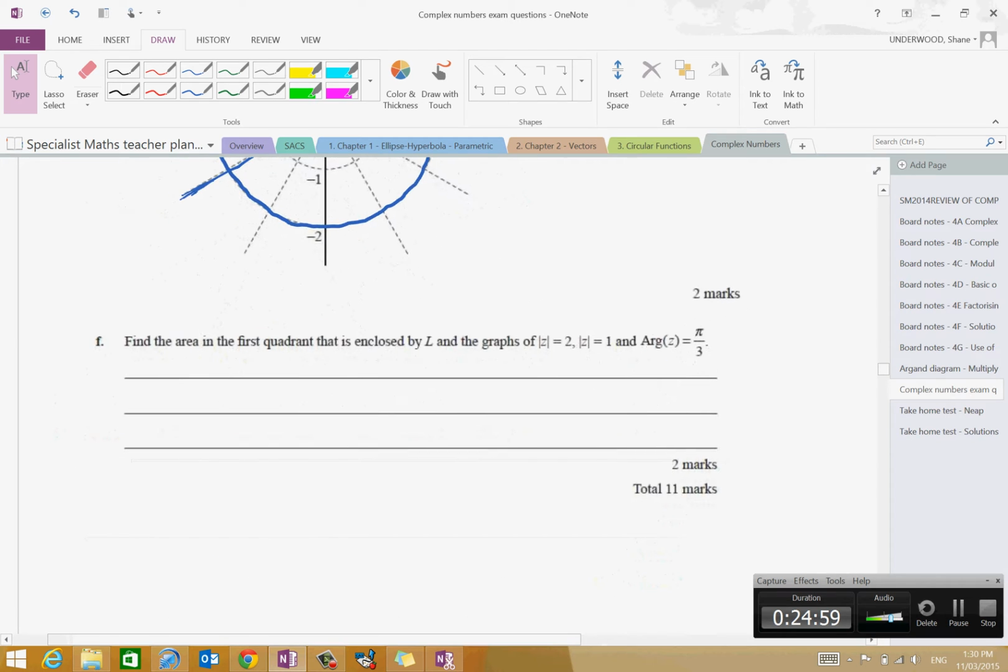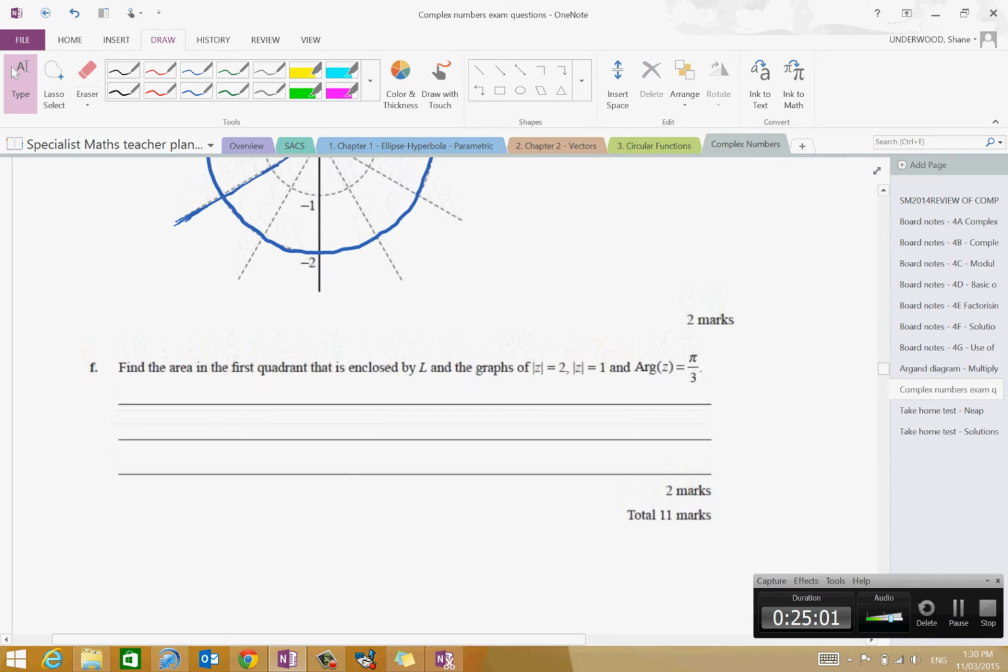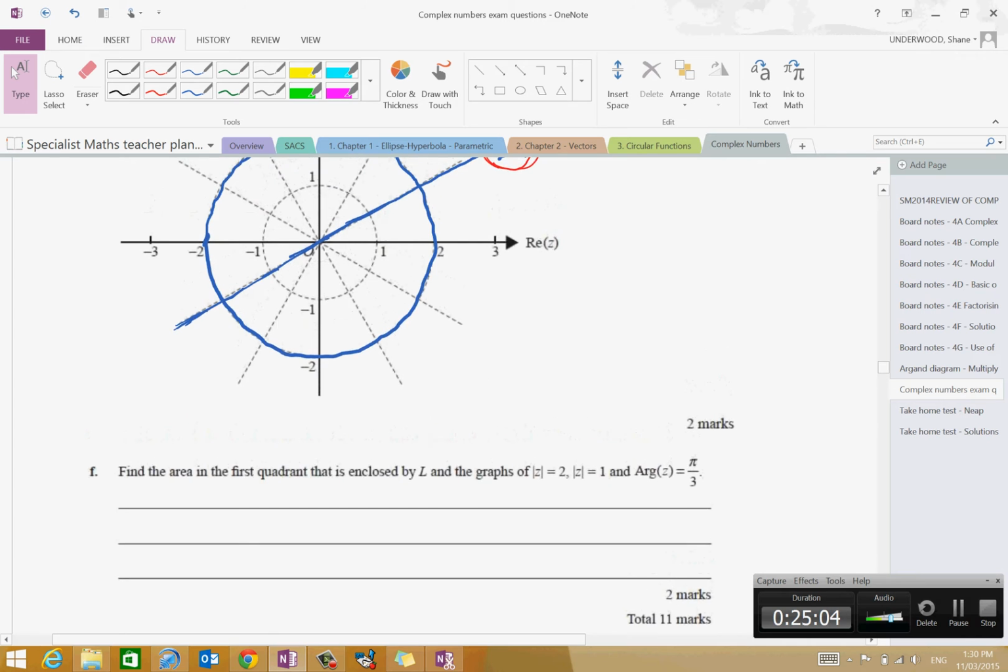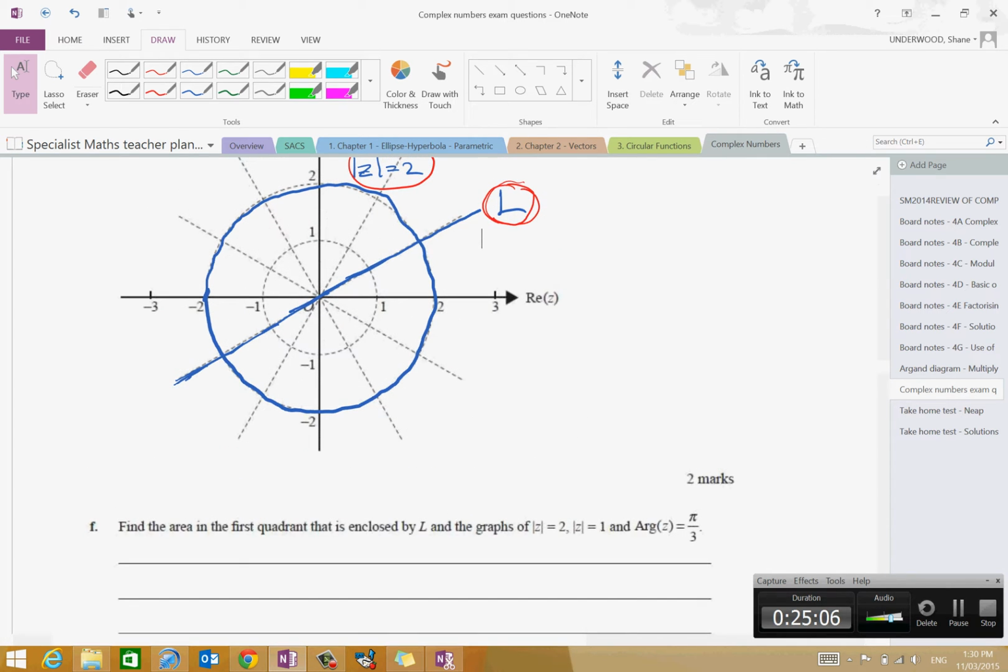The last part says find the area in the first quadrant that is enclosed by L and the graphs of mod z equals 2, mod z equals 1, and arg z equals pi on 3. Well, which one of those is that enclosing? Arg z equal to pi on 3 is definitely inside this region here. Oh no, pi on 3 is 60 degrees. So we rub that out, don't we? All right, we rub that out. Let's draw out what our regions are. Arg z is equal to pi on 3. Pi on 3 is 60 degrees.